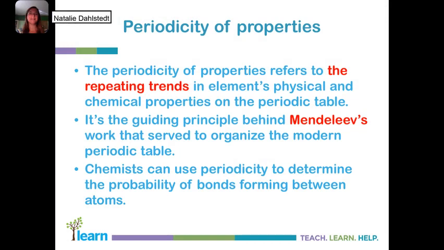When we speak of periodicity of properties, we're talking about repeating trends. And this is what helped Mendeleev put together his table of periodic elements. We especially looked at the chemical and the physical properties in order to make some connections between each of these elements. Chemists use this periodicity to determine how bonds are formed, if they will form, and how reactive certain elements are.